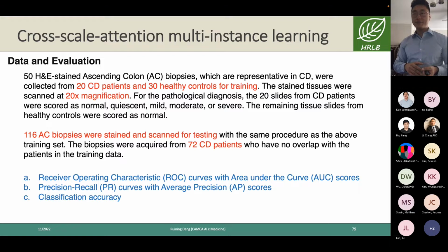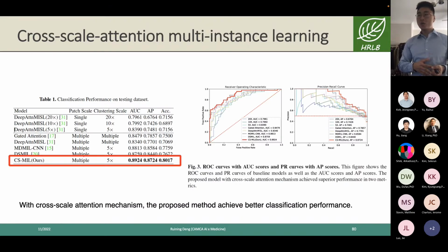We have 50 H&E stained ascending colon biopsies for training and 168 ascending colon biopsies for testing. We use ROC AUC, PRAUC scores, as well as classification accuracy to evaluate performance. As you can see, with the cross-scale attention mechanism, our proposed model achieves better classification performance for Crohn's disease diagnosis.